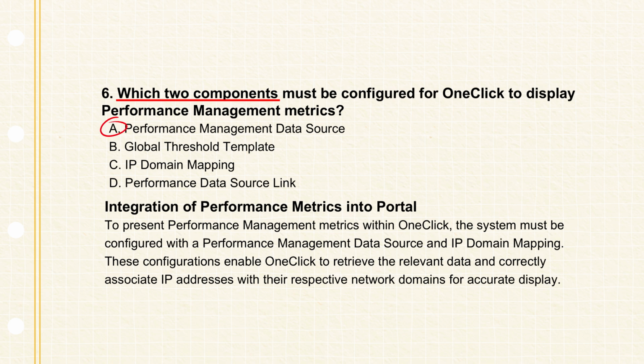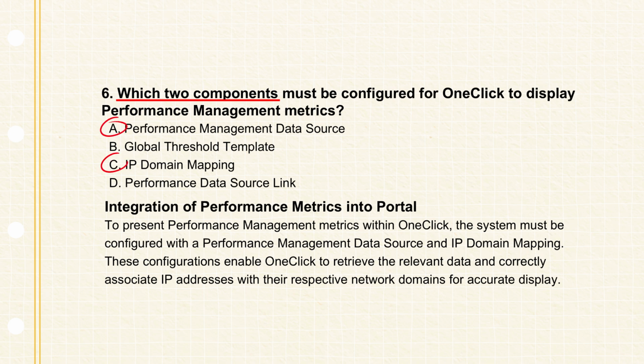Second, you need IP domain mapping. IP domain mapping, what does that do? It's essential for context. Spectrum organizes things by IP domains or landscapes. Performance management might just have raw IPs. IP domain mapping links the IP addresses from PM data to the correct network domain within Spectrum. So OneClick knows which device and which part of the network the metric belongs to. Exactly. Without that mapping, the metrics might come in, but OneClick wouldn't know where to display them correctly in its topology views. So data source to get the data, IP domain mapping to place it correctly.